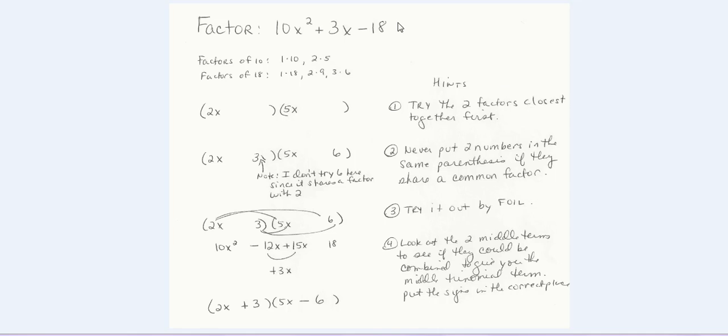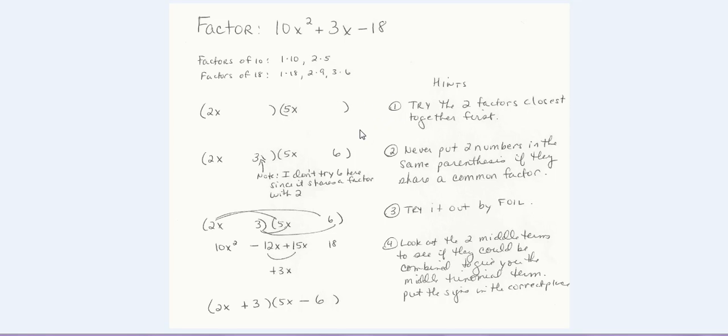I then look at the last term, which is negative 18. And I'll say to myself, what factors will multiply to 18? Well, it could be 1 times 18, 2 times 9, or 3 times 6. I got a lot of choices now. Well, with my helpful hints, I might be able to narrow it down a little bit.